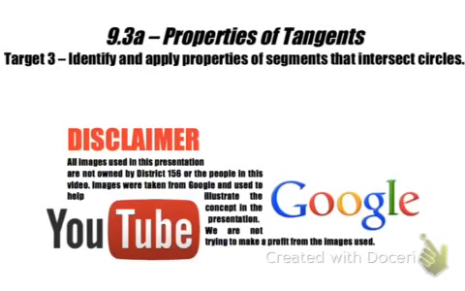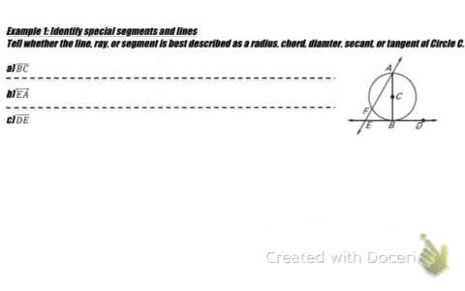Hello there. Today this video is on the properties of tangents, a part of Target 3, identifying and applying properties of segments that intersect circles. Let's get started. In example 1, we need to tell whether the line, ray, or segment is best described as a radius, chord, diameter, secant, or tangent to circle C.